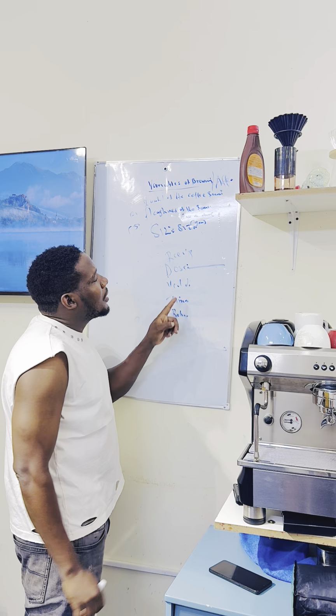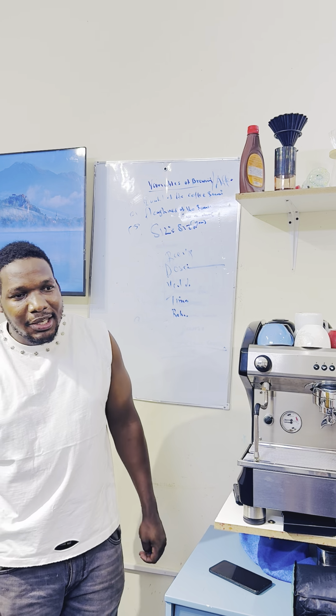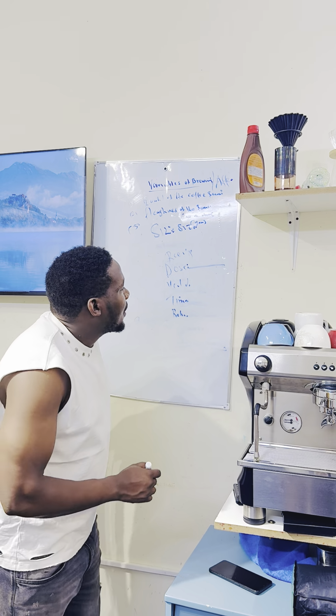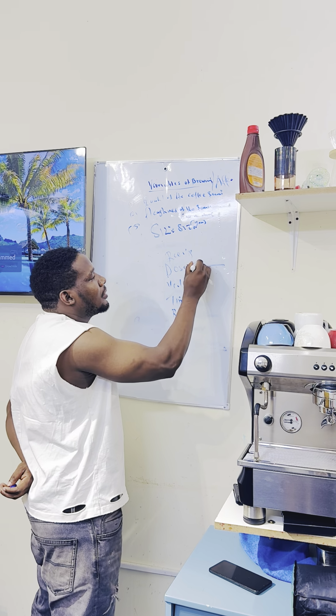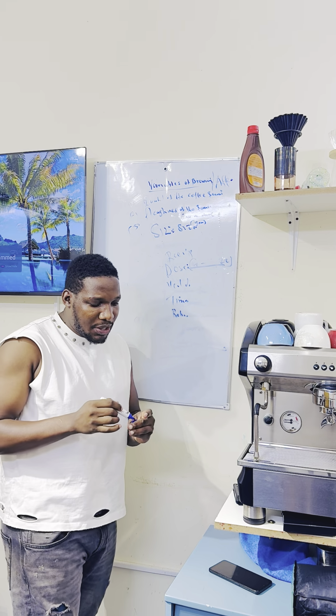So what we call dosage, these are the very grams that we're going to use. If it's an espresso, we can definitely dose all the way from 14 to 22. What are we dosing?